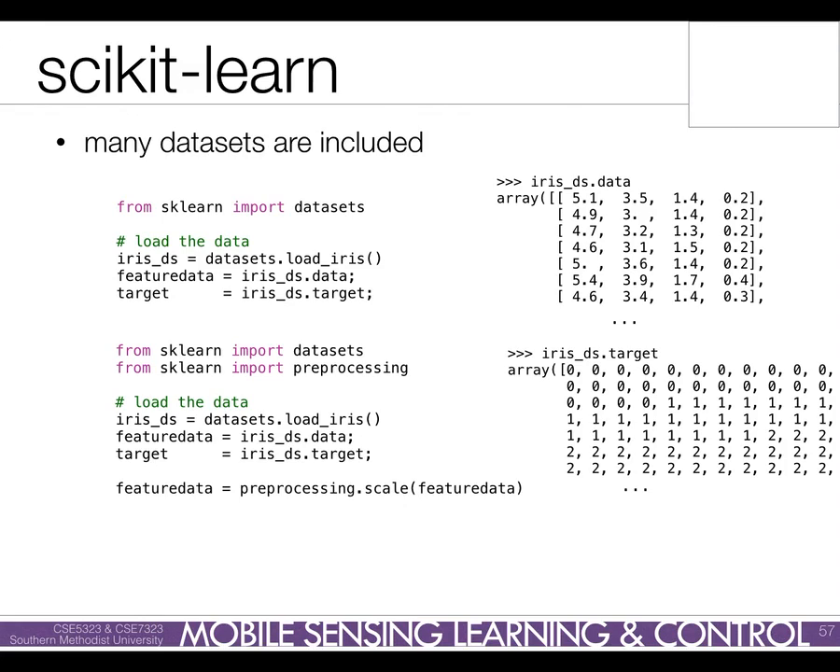Okay. So maybe I want to do some pre-processing on that feature vector. I could say, from sklearn import preprocessing, and I could say feature_data equals preprocessing.scale(feature_data). And it will make it zero mean and unit variance. And I'm done.